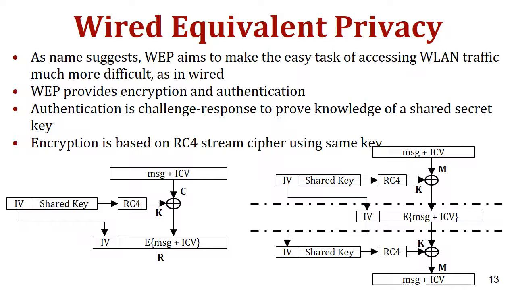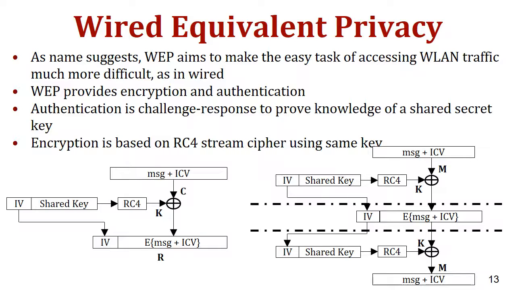Previously, the most popular standard for the encryption here is called WEP. The real name is Wired Equivalent Privacy. As the name suggests, WEP aims to make the task of accessing wireless local area network traffic much more difficult, similar to wired. So basically, WEP defines encryption and authentication, and the steps in the last slide can be supported by WEP.